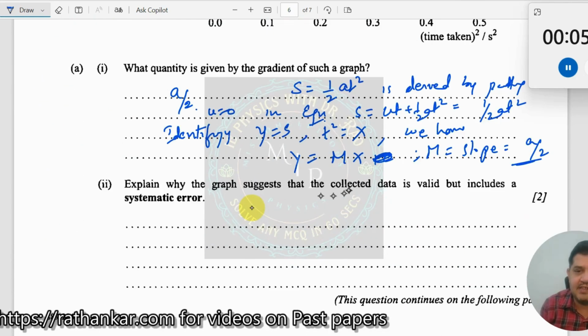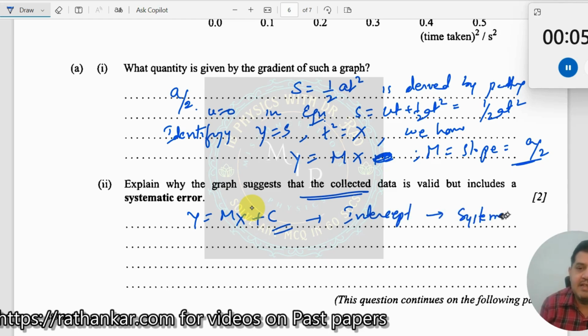Explain why the graph suggests that the collected data is valid but includes a systematic error. Why? Because the collected data gives you something like y is equal to mx plus c, where c is the intercept which is being found, but this should be a source of systematic error, and this error is observed in all data points, hence it includes a systematic error.